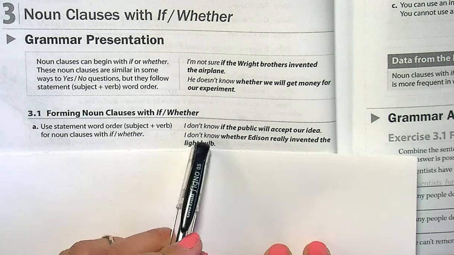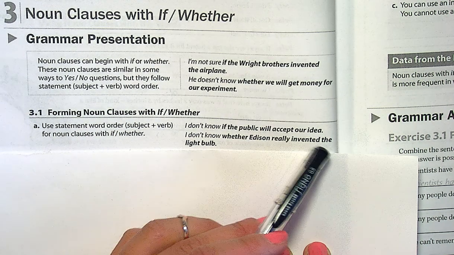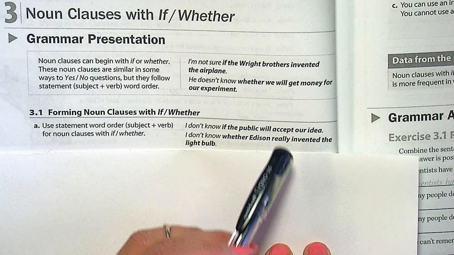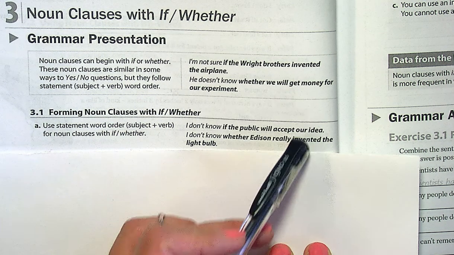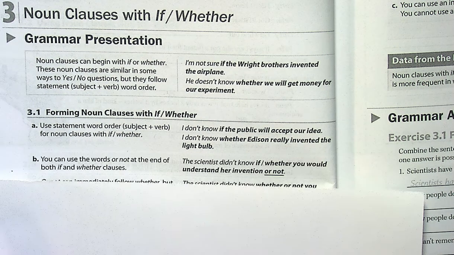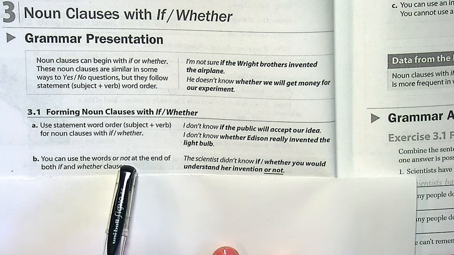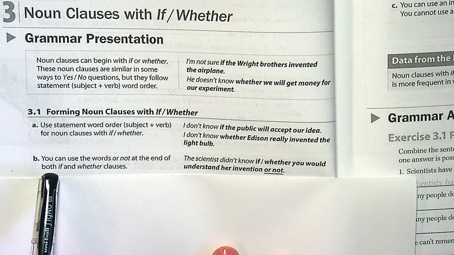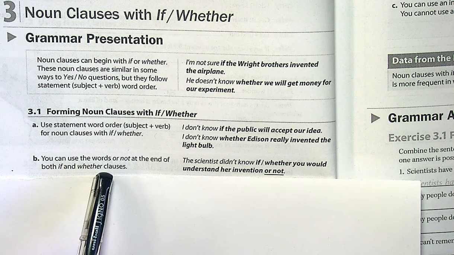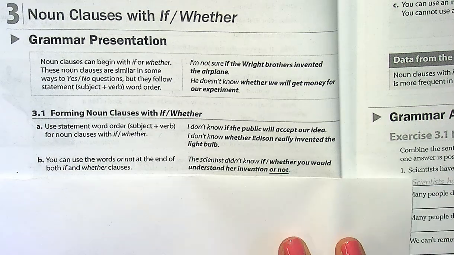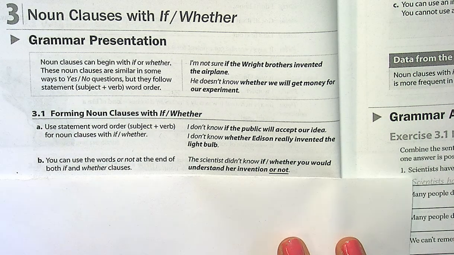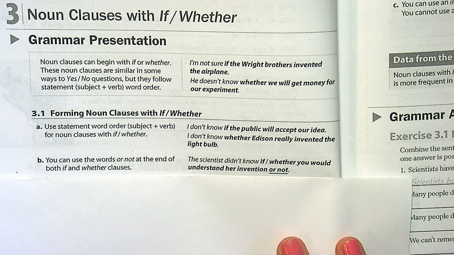I don't know whether Edison really invented the light bulb. Edison is our subject, invented is our verb, so we need our subject before our verb. You can use the words or not at the end of both if and whether clauses. So this or not at the end is optional. The scientist didn't know if you would understand her invention. The scientist didn't know if you would understand her invention or not.